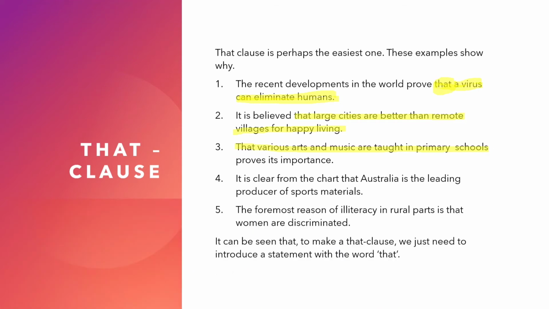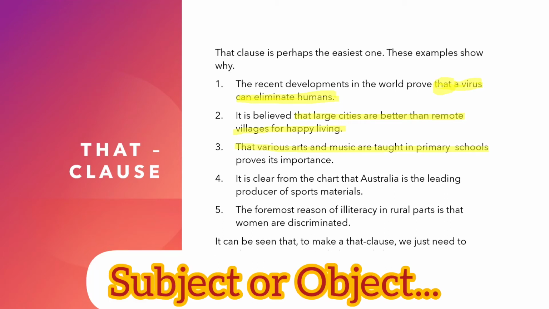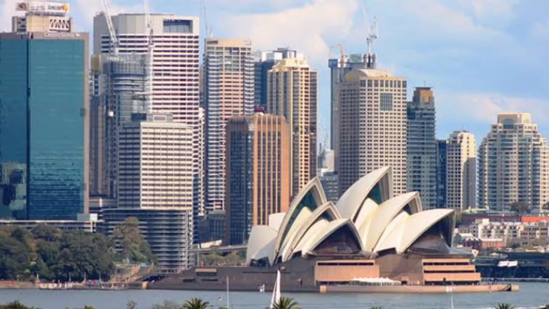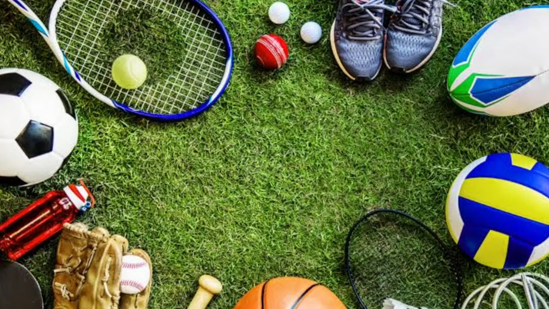Okay, so here like this also you can use that clause as the subject of a complex sentence. You can use it as the object of a complex sentence. You can use it in many ways. Here is another example. It is clear from the chart. What is clear from the chart? That Australia is the leading producer of sports material.